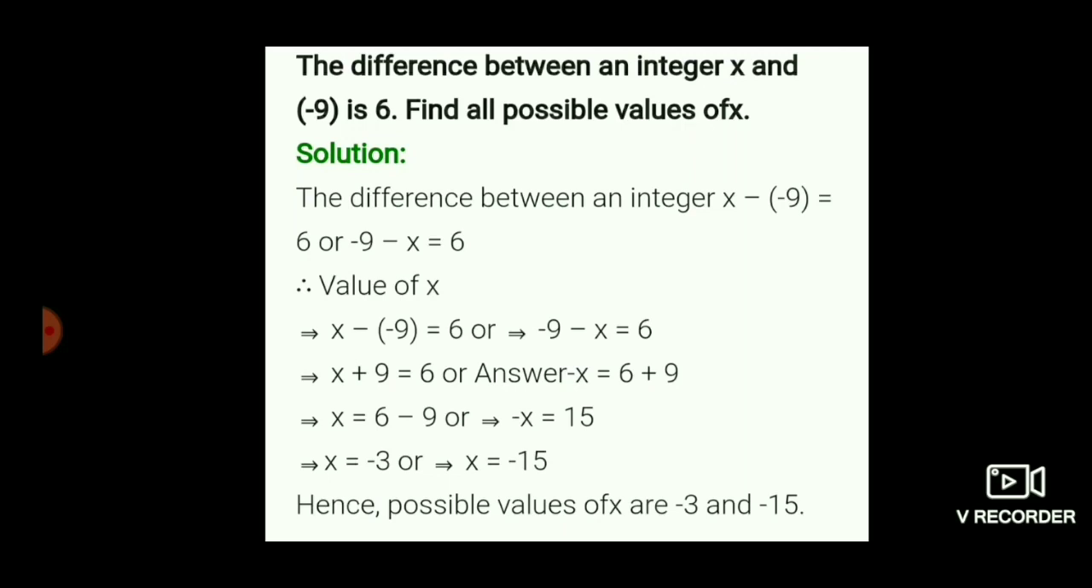So x minus minus of 9 equals 6, or minus of 9 minus of x equals 6. On simplifying it, we get x plus 9 equals 6, or minus of x will be equal to 6 plus 9. In the next step, x will be equal to 6 minus 9, or minus of x will be equal to 15, so x will be equal to minus of 3, or x will be equal to minus of 15. Hence, the two possible values of x are either minus 3 or minus 15.